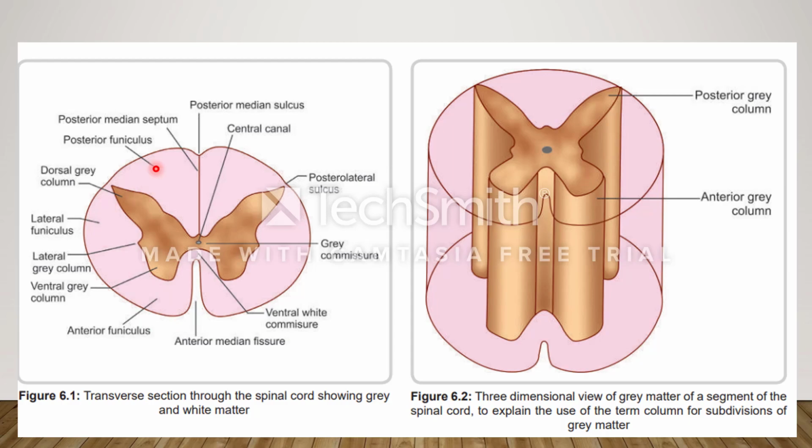These funiculi are the parts of the white matter. This is white matter. So the white matter is also divided into the anterior white matter, the lateral white matter, and the posterior white matter.